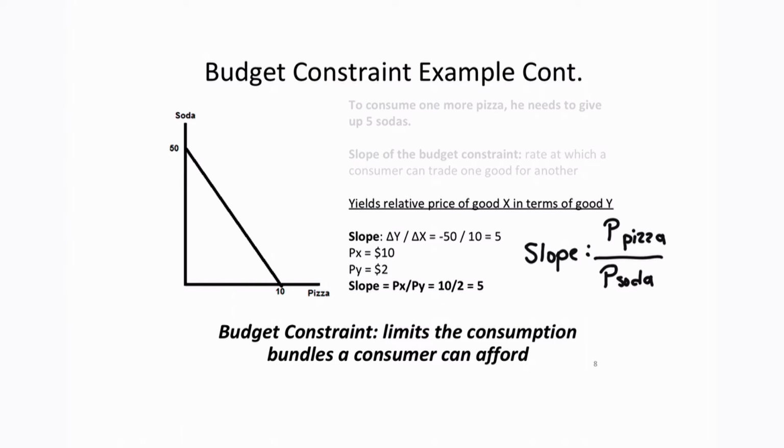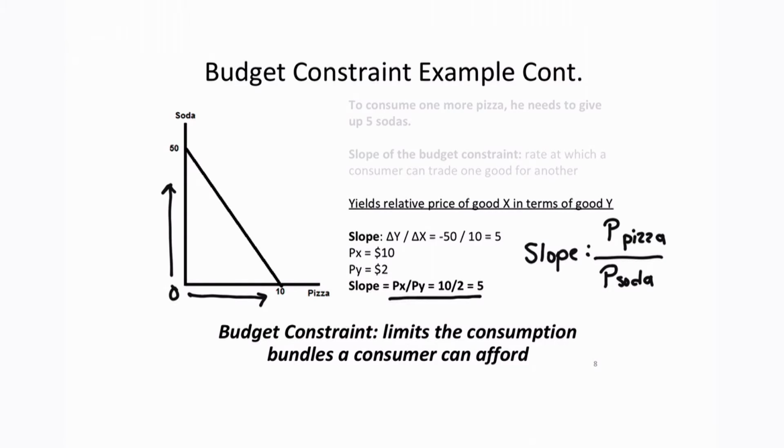As you can see, if we look at the change in Y from 0 to 50 divided by the change in X from 0 to 10, it will give us the same slope as if we look at Px over Py, or 10 over 2, giving us a slope of 5. This tells us that for Charlie, if he wants to consume one more pizza, he has to give up 5 sodas. Now, the budget constraint is going to be an important consideration in deciding what a consumer consumes because it limits the consumer's consumption bundles to what they can afford.